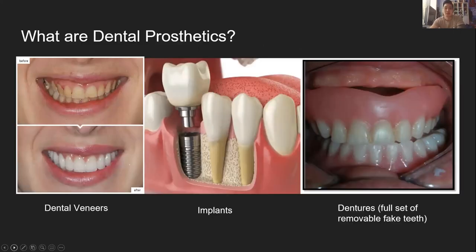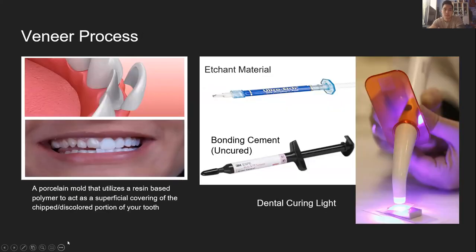So I'm just gonna start off with a little introduction of what dental prosthetics are. As you can see on the left, we have dental veneers, which I will be discussing in a second. We also have dental implants. If you have a tooth extracted, dentists utilize a screw to secure the prosthetic porcelain tooth to replace it, so you don't have missing teeth. And on the right, we have dentures, which are the old people teeth, a set of fully removable teeth. Go on to the next slide, please.